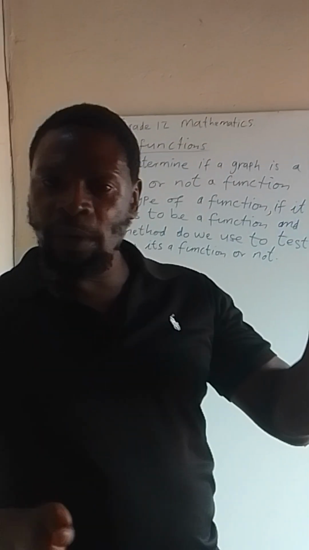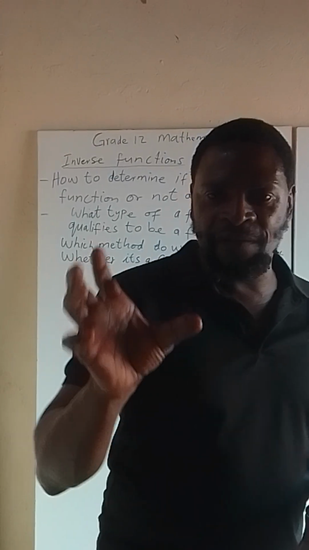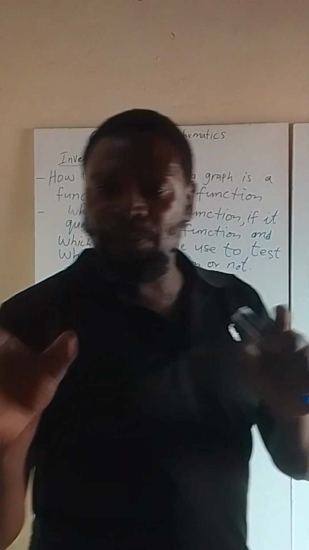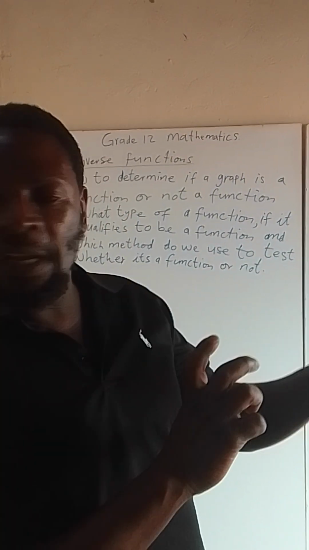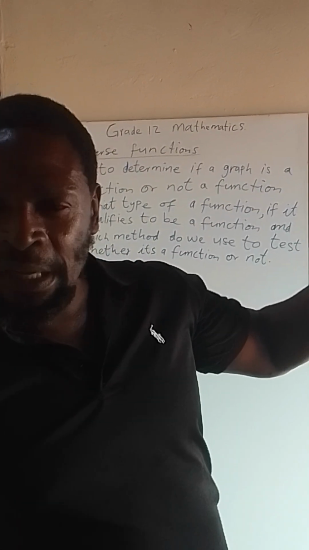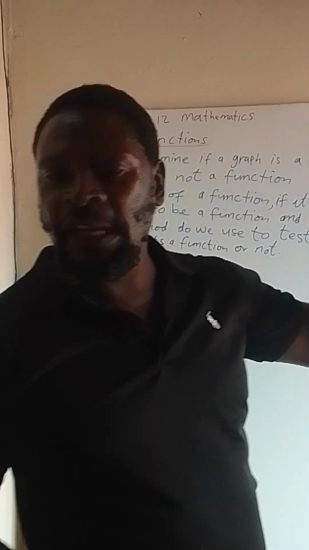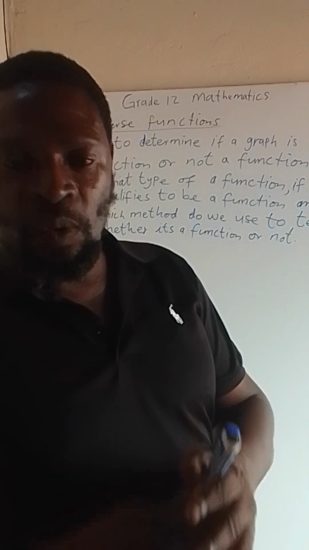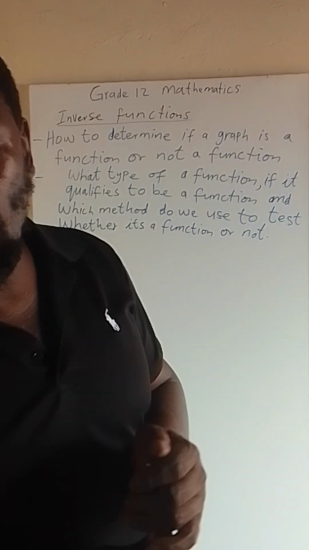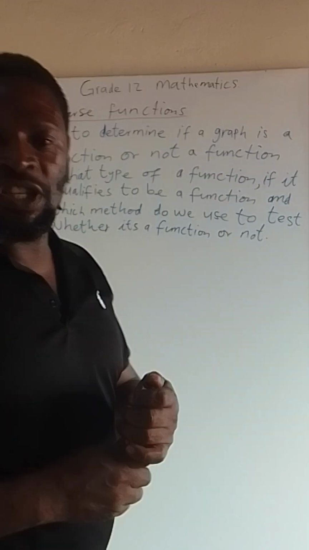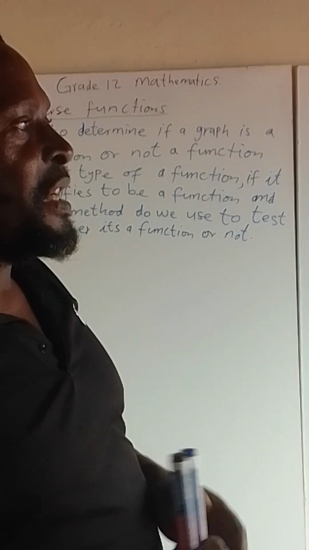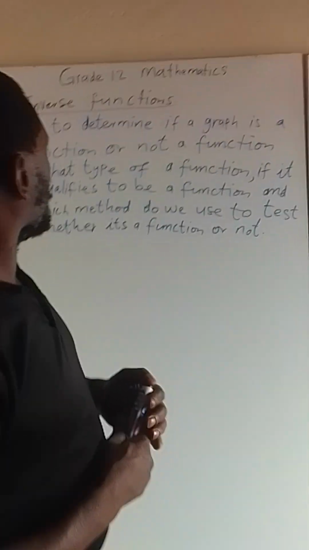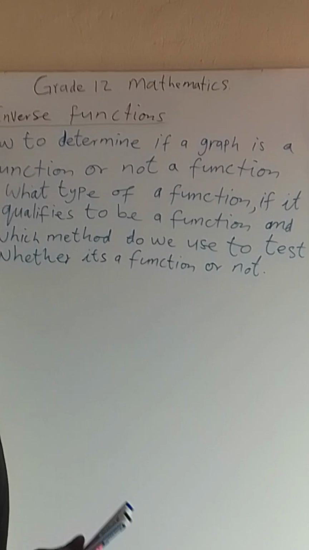The previous video we were talking about how the function is mapped. It maps the elements of the domain and the elements of the range. Now we want to find out why we call something a function and why we call it not a function. Right, we are still in the inverse functions.